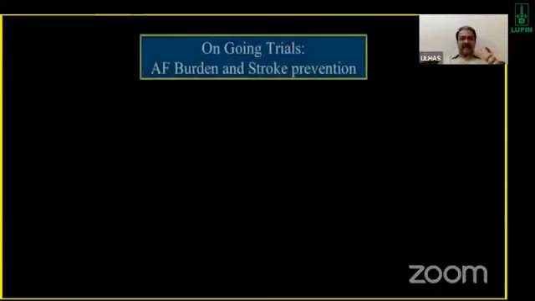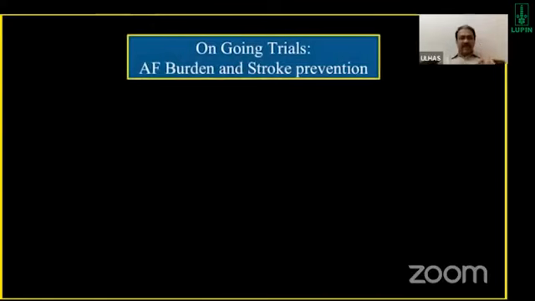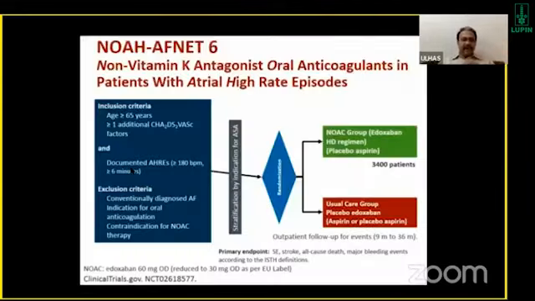And presently, there are 2 trials which are going on, nicely designed, but then again, there are certain limitations about these trials. They are respecting the concept that the AF burden needs to be incorporated when you are recommending oral anticoagulation for stroke prevention. And one of the trials is something known as NOAH-AFNET.